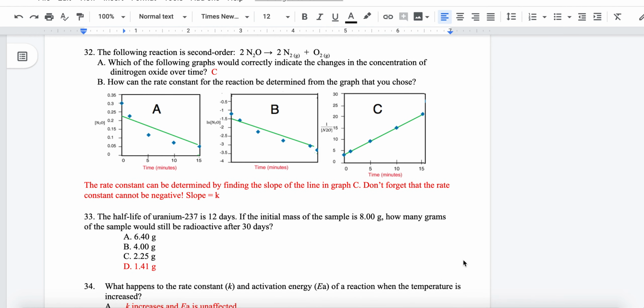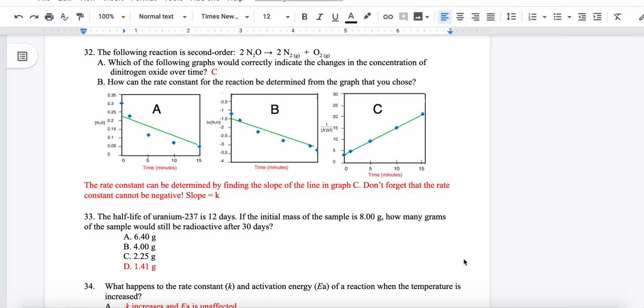All right, so 32, we're looking at kind of an integrated rate law question where we're looking at graphs of changes in concentration over time and using the graph to identify the particular order of a reactant. Which graph indicates the changes in the concentration of dinitrogen oxide over time? Well, it says that it's second order. So the linear graph would have to be 1 over concentration versus time, which is graph C.